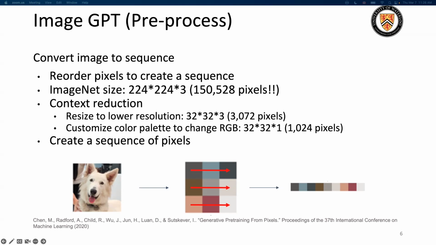So just to look at how it works, this is an image from ImageNet. They make the resolution lower, and then they change the RGB, as you can see here. And then they reorder these pixels in the way that these arrows show. They put them together and create a sequence.